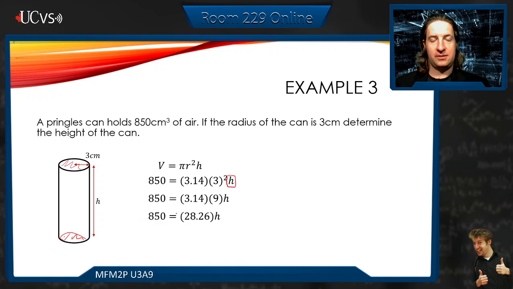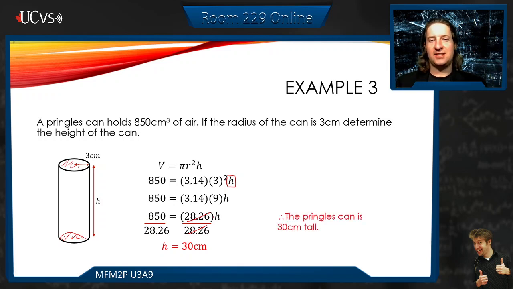So to solve this, it's multiplying, so to solve it, I do the opposite. So I divide both sides by 28.26. So these cancel, and I'm left with H is 30 centimeters. That makes sense, right? Another awesome thing about geometry, or all these measurement things, you can think about it. Is a Pringles can about 30 centimeters? Yeah, that makes sense. So the Pringles can is 30 centimeters tall. And we're done. All right, so again, formula, substitute, algebra, statement. That's how we do all these problems.